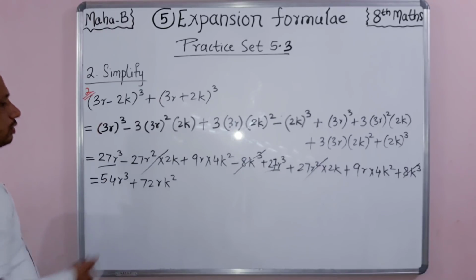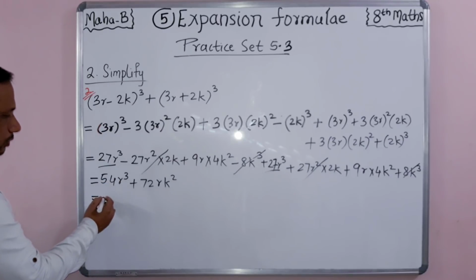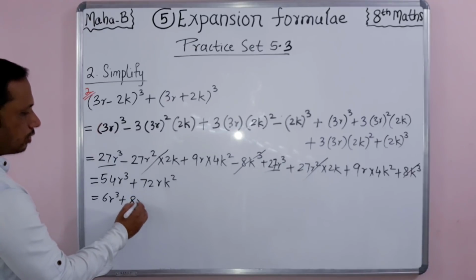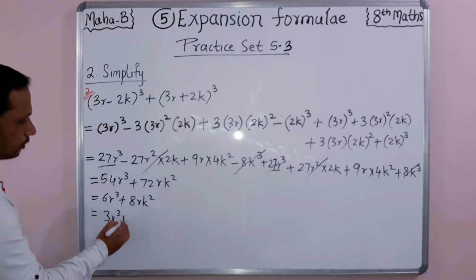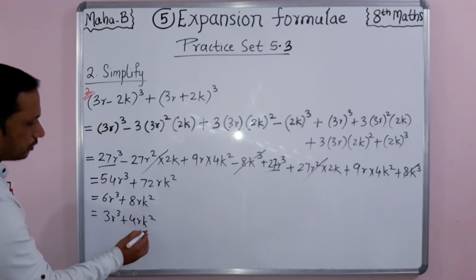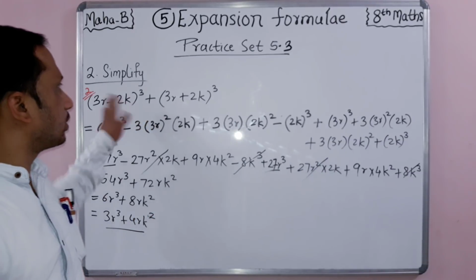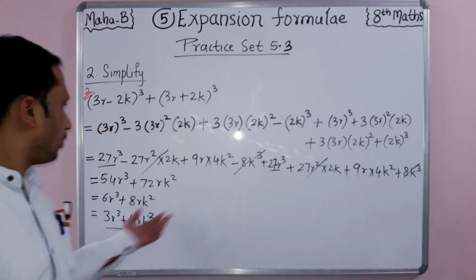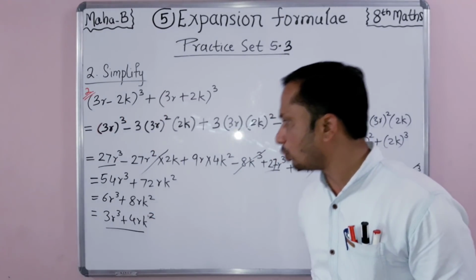Okay student, you can divide this by a suitable number. 9 sixes are 54, 6r cube, and 9 eights are 72, rk square. Again you can divide by 2, 3r cube plus 4rk square. Okay students, so see students, if the expression is like this, first of all expand it, and whatever the common factors, you can cancel those common factors, and finally you get a solution. Here the solution is very small, 3r cube plus 4rk square.